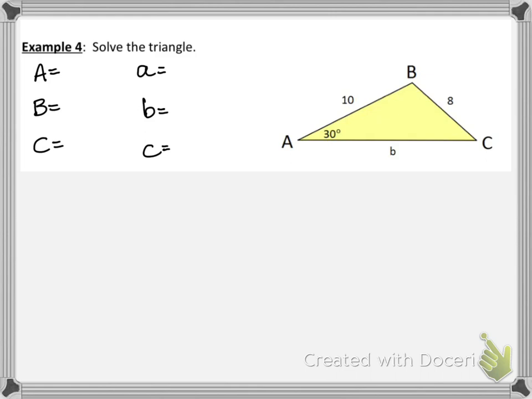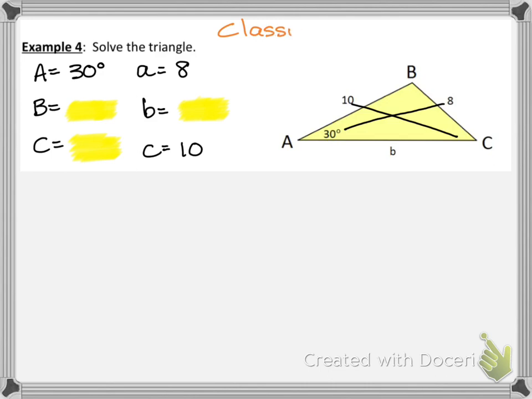So let's give the 30 degrees to the capital A here. The 8 is across from capital A, so we go right here. The 10 is across from angle C. So we are left with this information here to find. Again, you will always be given 3 pieces of information, and you are hunting for the answers for the other 3.